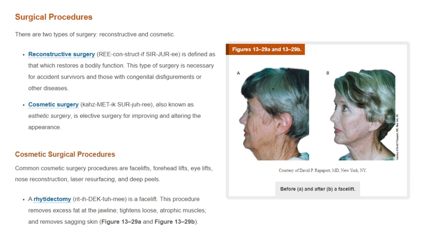Cosmetic surgical procedures. Common cosmetic surgery procedures are facelifts, forehead lifts, eye lifts, nose reconstruction, laser resurfacing, and deep peels. A rhytidectomy is a facelift. This procedure removes excess fat at the jawline, tightens loose, atrophic muscles, and removes sagging skin. Figures 13.29a and 13.29b. Before, A, and after, B, a facelift.